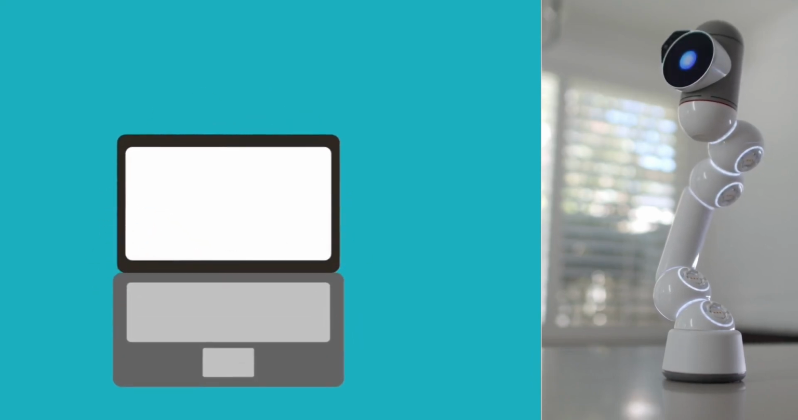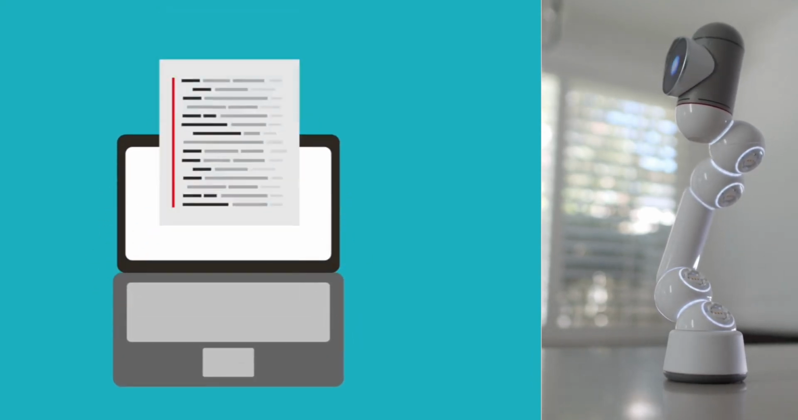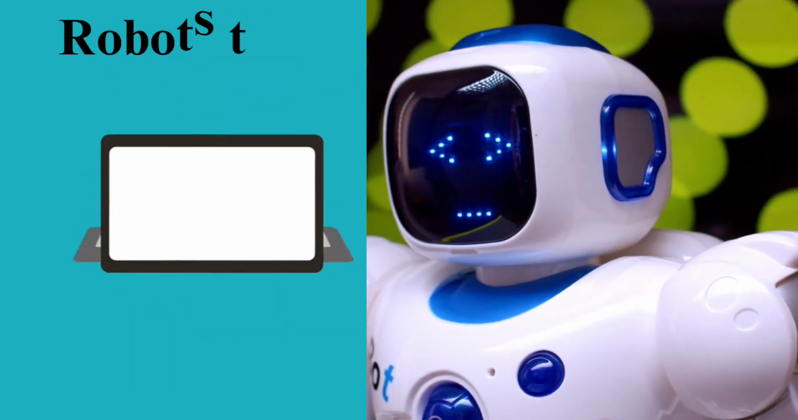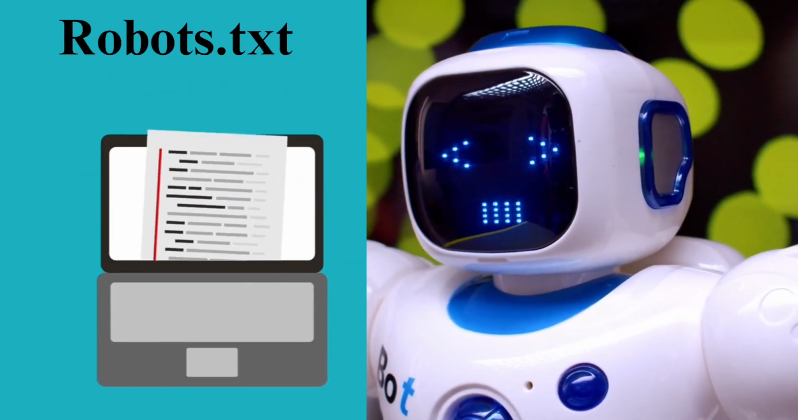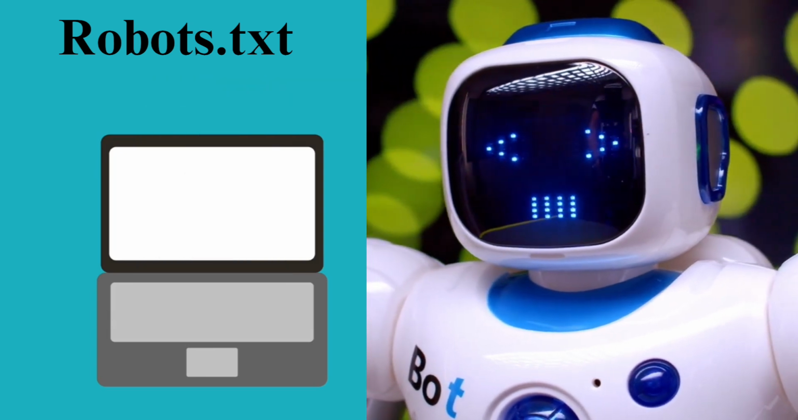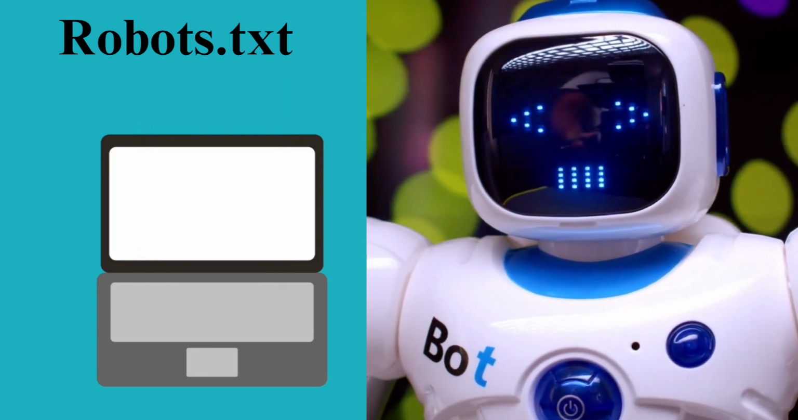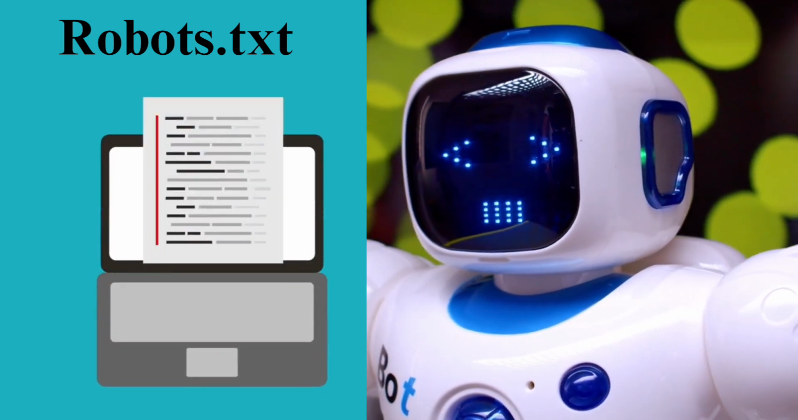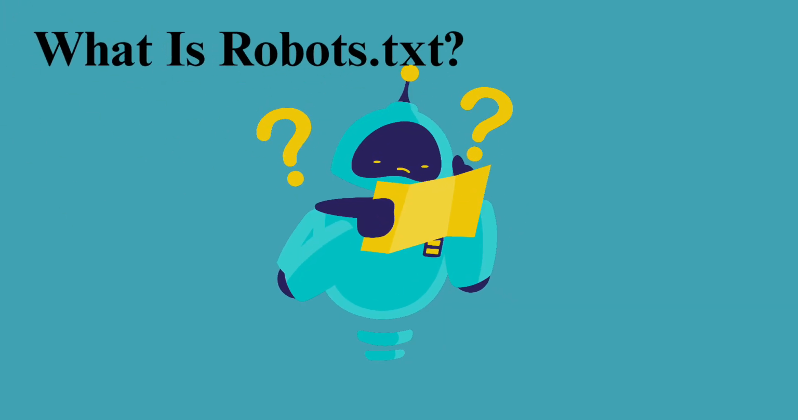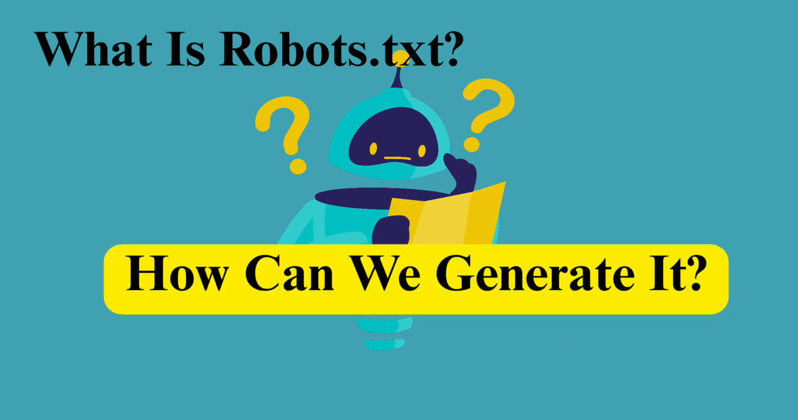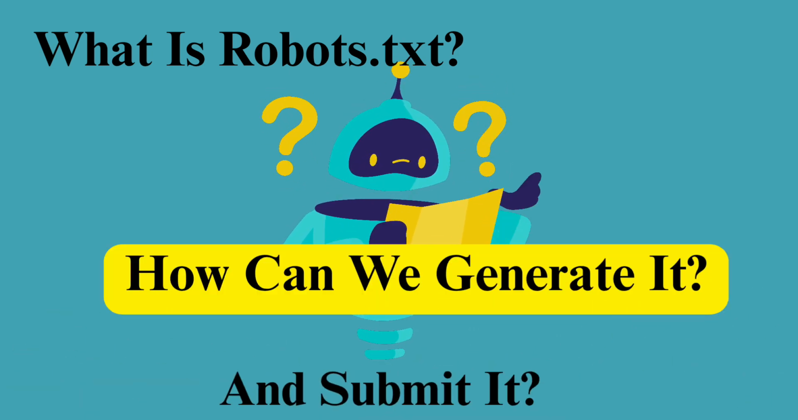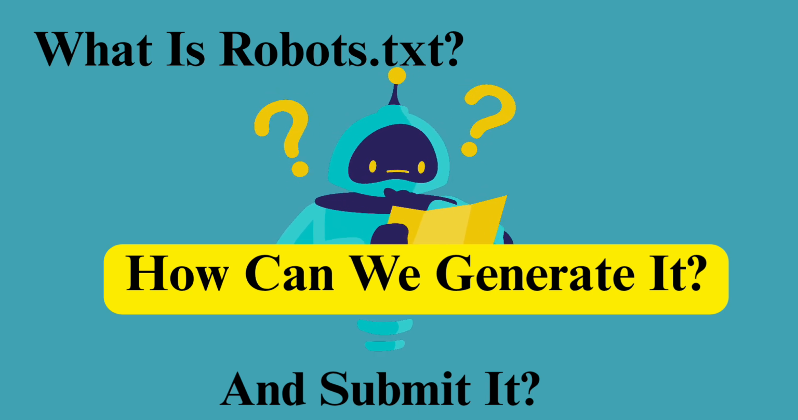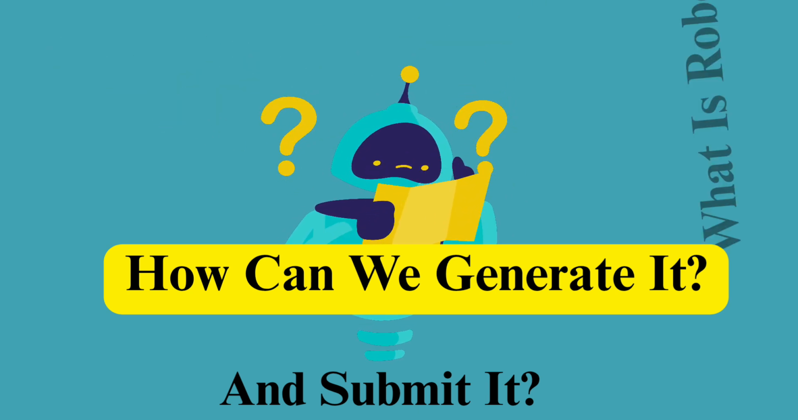On our website, we always have some pages which we don't want to be crawled by any search engine, not even by Google. In today's video, we will talk about the file through which you can tell the crawler that this page is ready for crawling and this page is blocked for crawling. That file's name is robots.txt. So, what is robots.txt? How can we generate it and submit it to improve the crawling of our website? We will figure out all these details, so let's get into it.